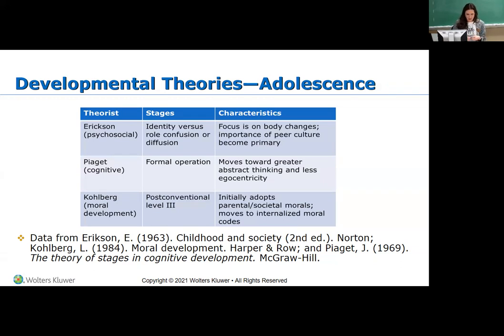So at this time, they have a growing capacity for abstract thought. They're mostly interested in just the present. What is going on today? What is going on this week? And they're really not as concerned about the future yet.